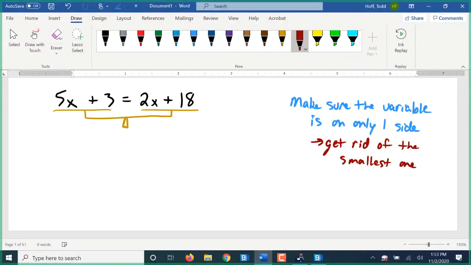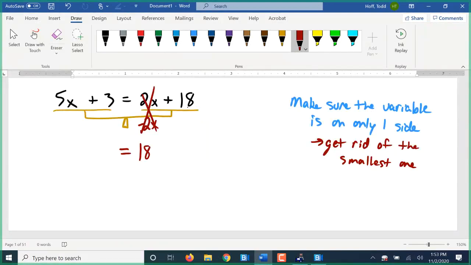So the smallest one here is the 2x. It's positive, so to get rid of it, we're going to subtract it. Minus 2x makes that go away. That'll leave us with just the 18 on the right side. Now, we have subtracted 2x from one side. We have to do the same thing to the other side.